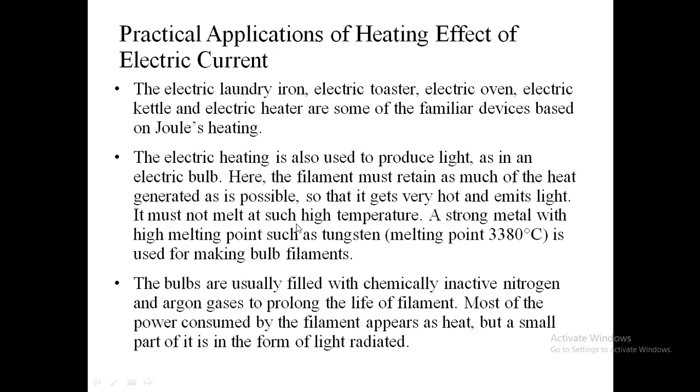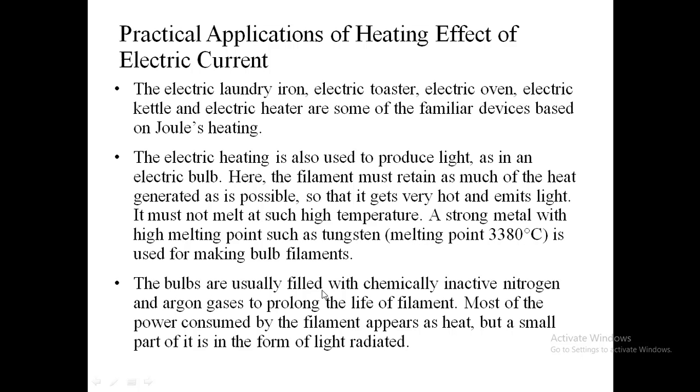So it must not melt at such high temperature. That means the filament present inside is made up of tungsten, which has high resistance and a high melting point. So whenever more heat is generated, it should not melt. That's the reason we select a metal like tungsten, whose melting point is 3380 degrees centigrade. Just imagine we are unable to bear a temperature of 50 degrees centigrade outside, whereas the tungsten melting point is 3380 degrees centigrade. So such material is used for making bulb filaments. It has high resistance and a high melting point.